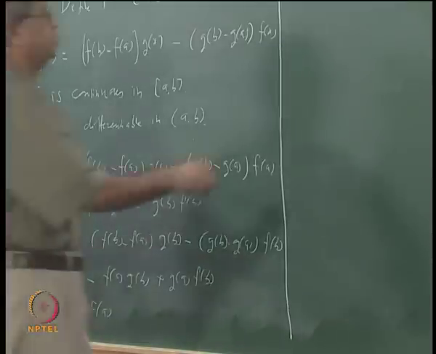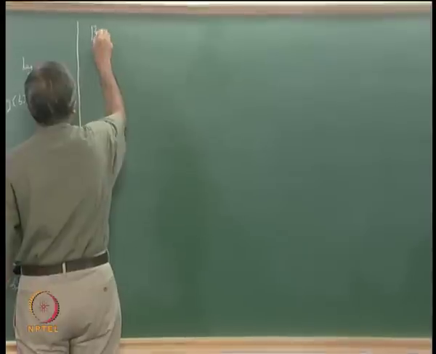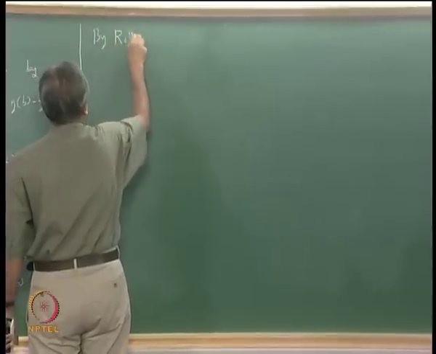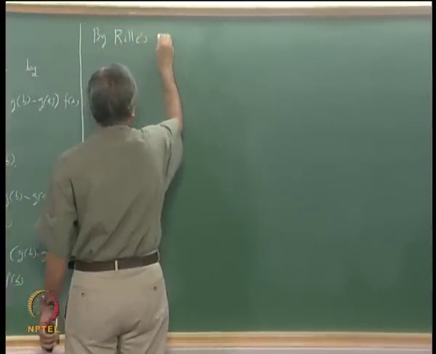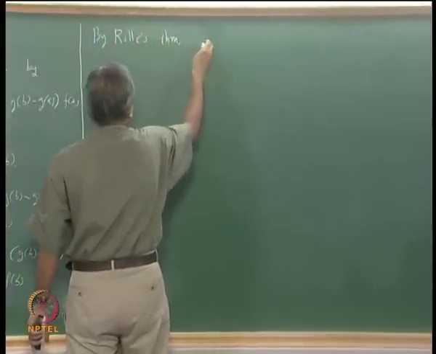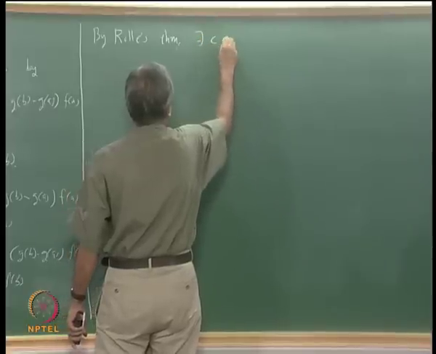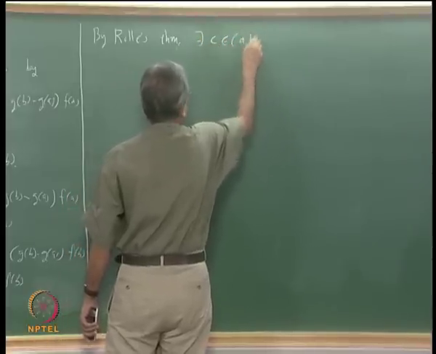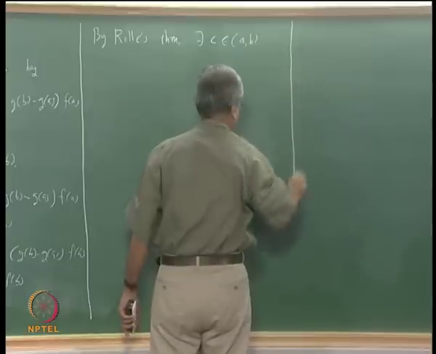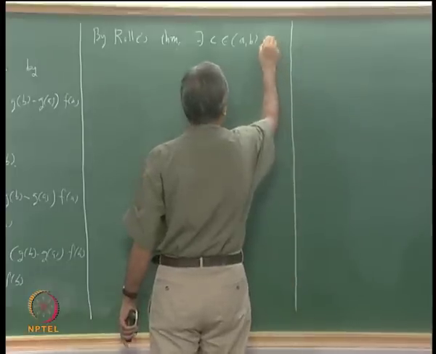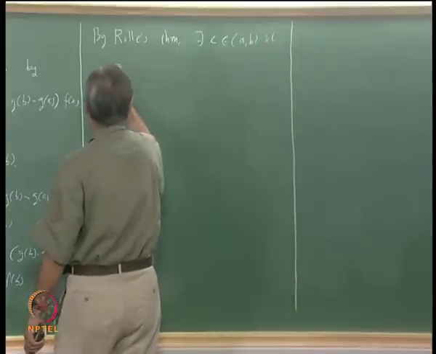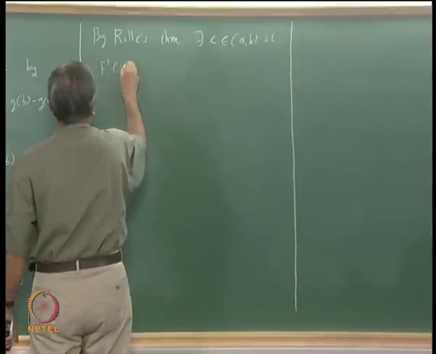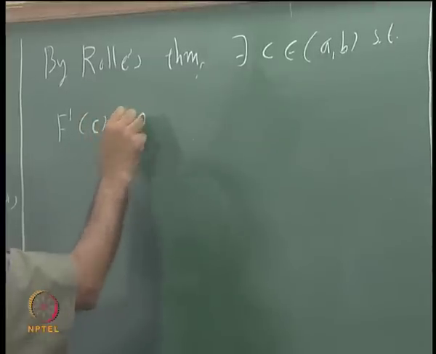So we can say that by Rolle's theorem there exists c in the open interval (a,b) such that big F prime at c is equal to 0.